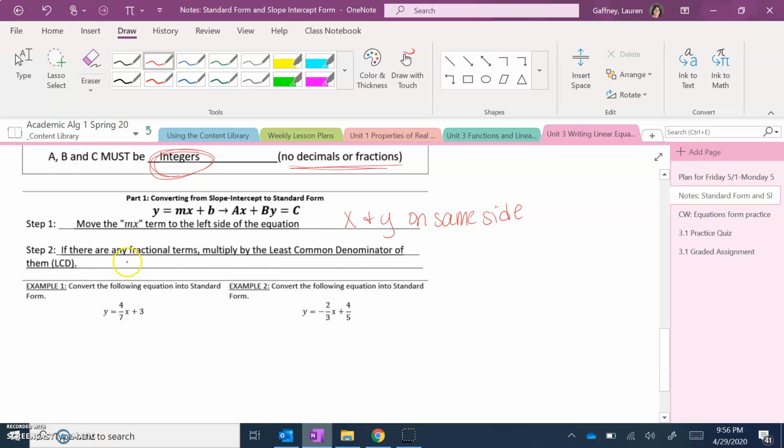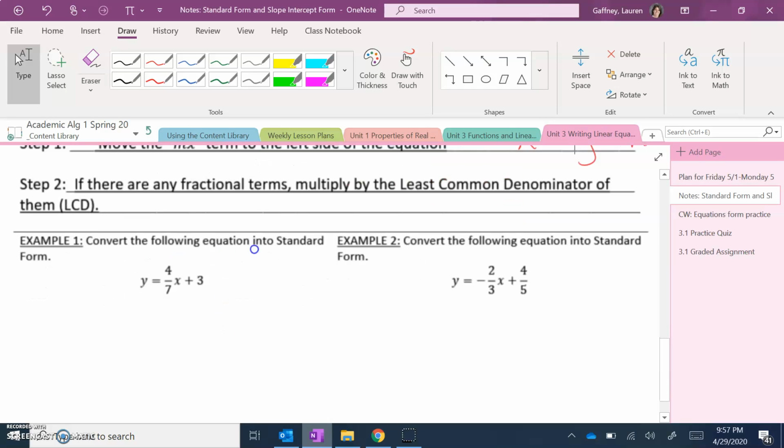Okay? Then if there are any fractional terms, we want to multiply by the least common denominator, the LCD, to get rid of it. And you'll see what I mean when we go through a problem here. So let's first start with this guy.